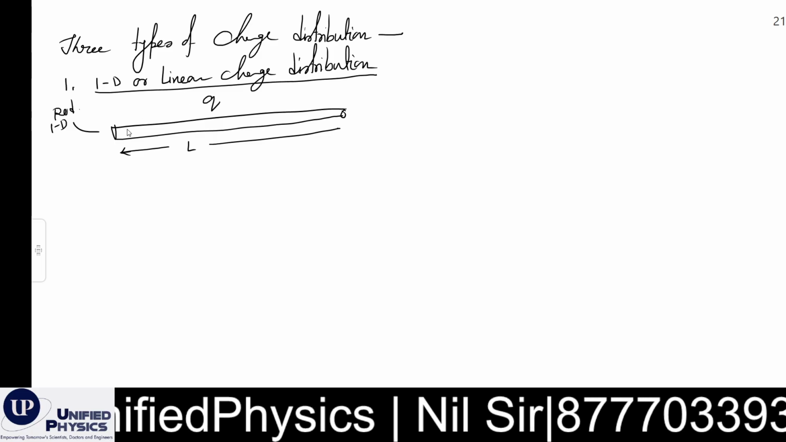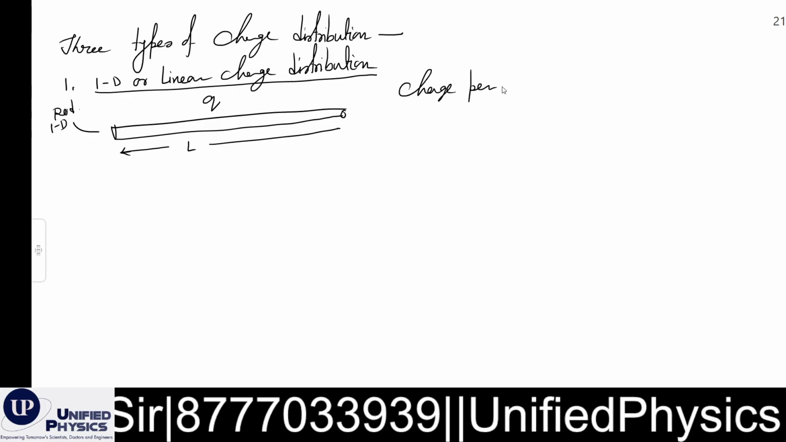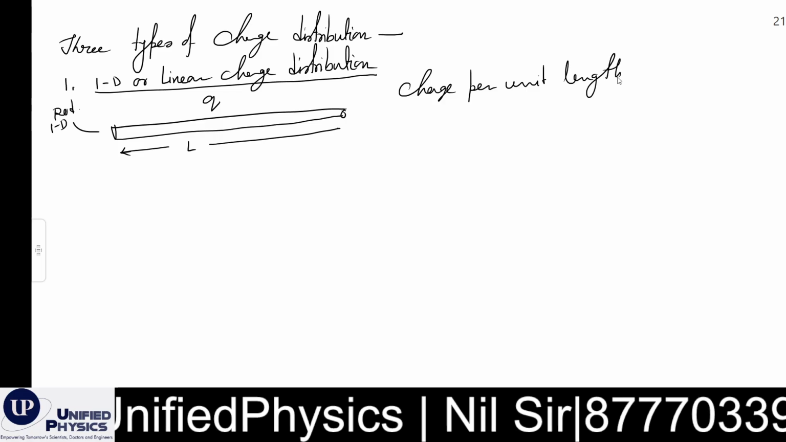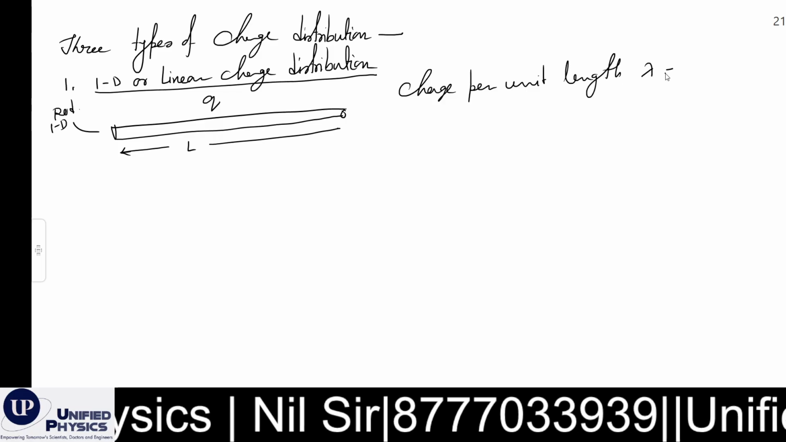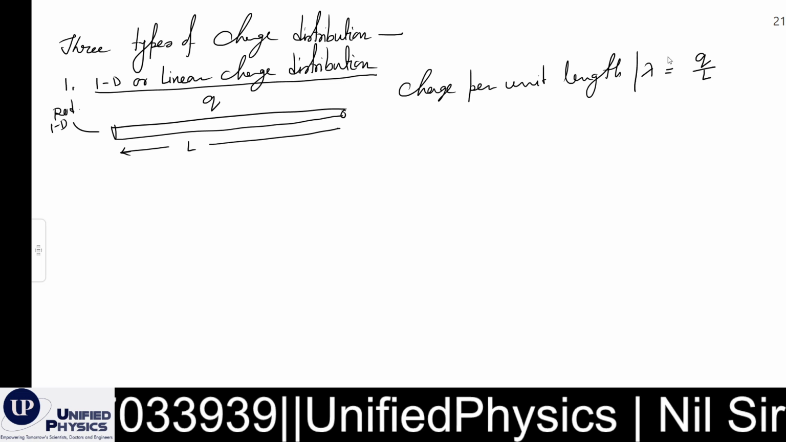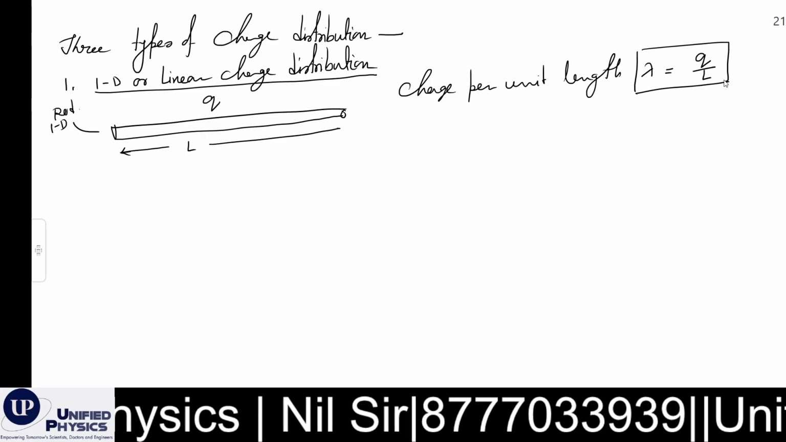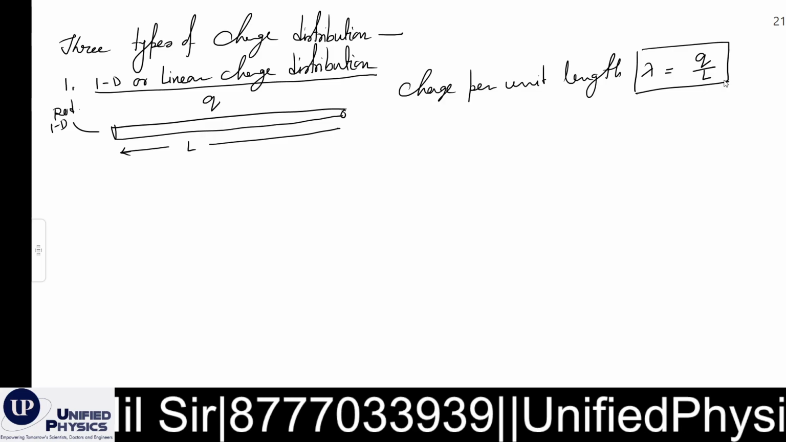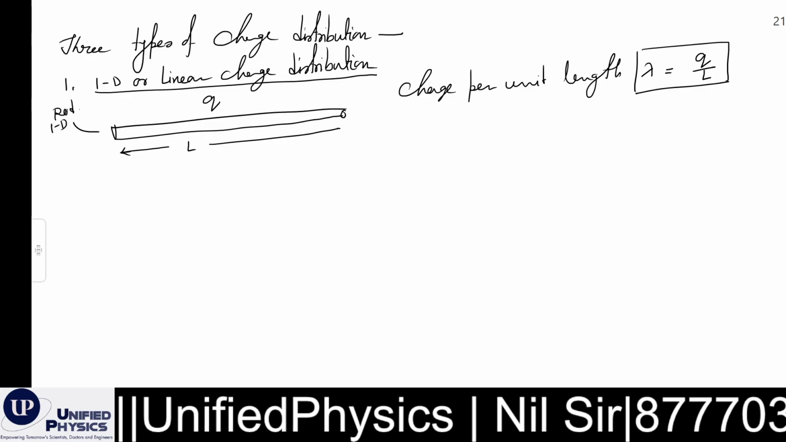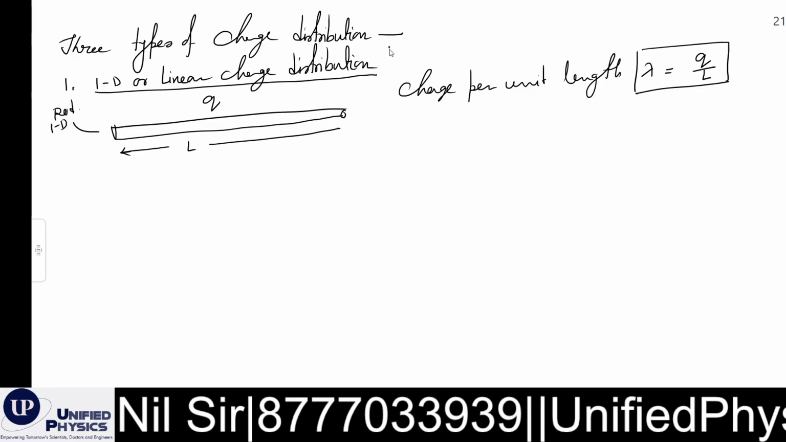Then charge per unit length is named lambda, which equals total charge divided by total length. So this is called linear charge density, that means charge per unit length, or linear charge distribution, lambda.